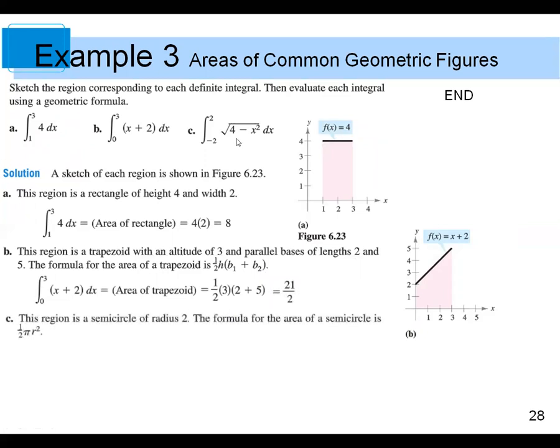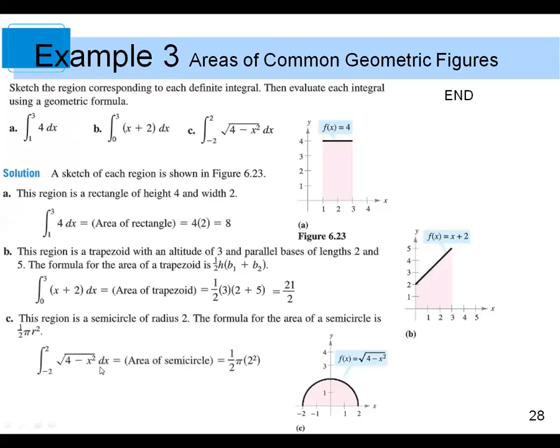The last one, the square root of 4 minus x squared, is a semicircle of radius 2. So it's half of a circle, and the area is 1/2 pi r squared. Even though there's a 4 here, that's not the radius; the radius is just 2. So it's 1/2 pi times 2 squared, or 1/2 of 4 pi, or 2 pi.